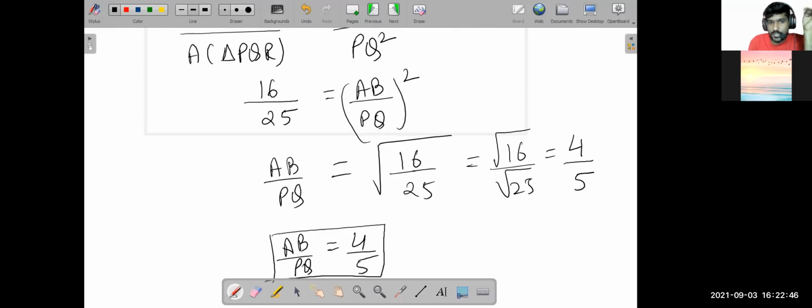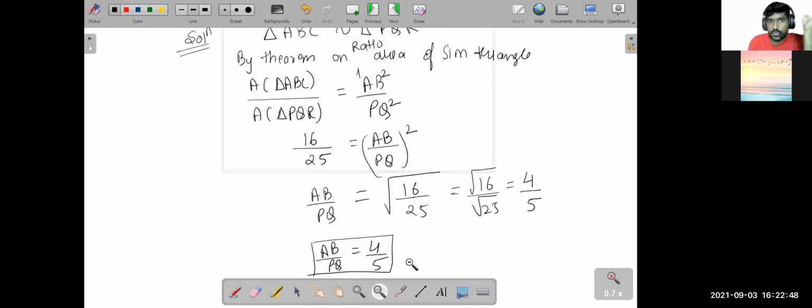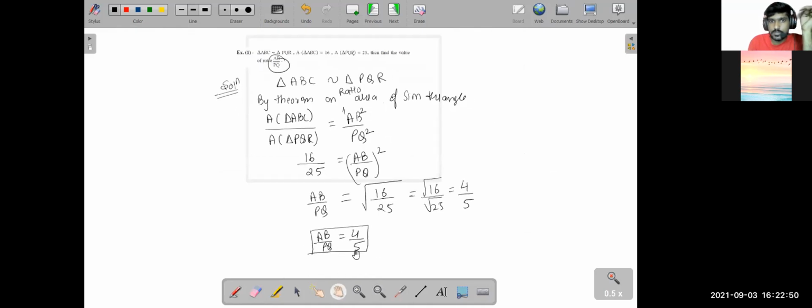Did you understand this? Yes or no? Yes. Write it down. Simple it is. We have just used the formula, substituted the values, took square root, and we got the ratio. Write it down, write the question also.